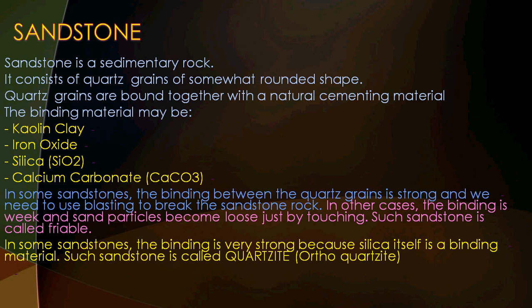In some sandstone, the binding is very strong because silica itself is a binding material. Such sandstone is called quartzite or orthoquartzite. So, when the binding between the sand grains is silica, silica is a very strong binder, so it makes a strong rock, and that strong rock, instead of sandstone, is called quartzite or orthoquartzite. In fact, it is a sandstone, but it is a very strong rock because of the silica binding material.